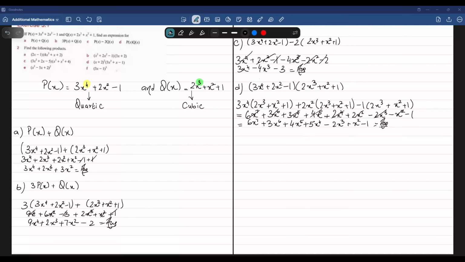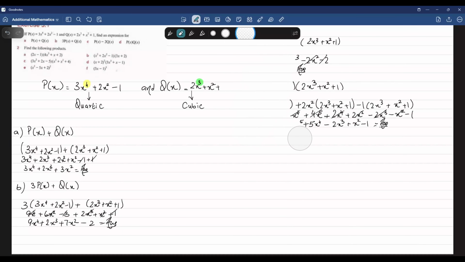6x raised to the power 7 plus 3x raised to the power 6 plus 4x raised to the power 5 plus 5x raised to the power 4 minus 2x cubed plus x squared minus 1. And so that is it for question number 2. Raise this up for question number 1.